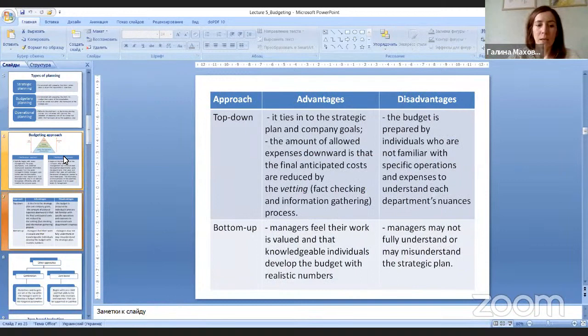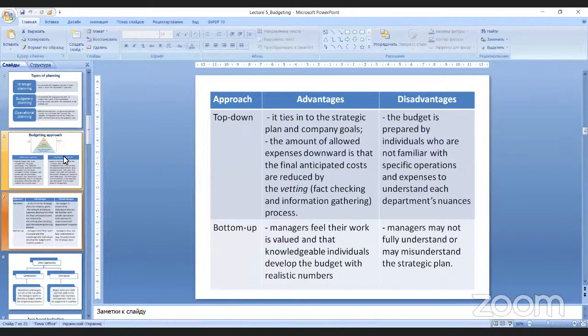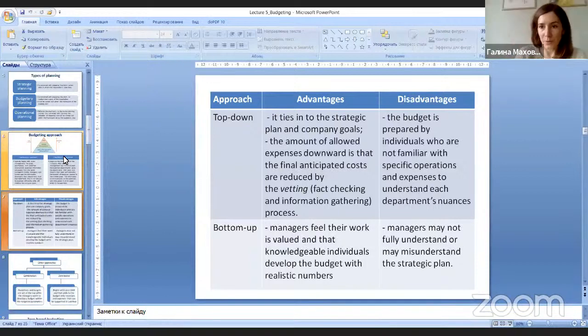As we discuss the top-down approach, here we can have the problem that those who deal with expenditures and who realize the operational process don't make decisions about budgets. The budget is prepared by top managers, and the main disadvantage is that those people may not be familiar with specific operations and expenses in each department.